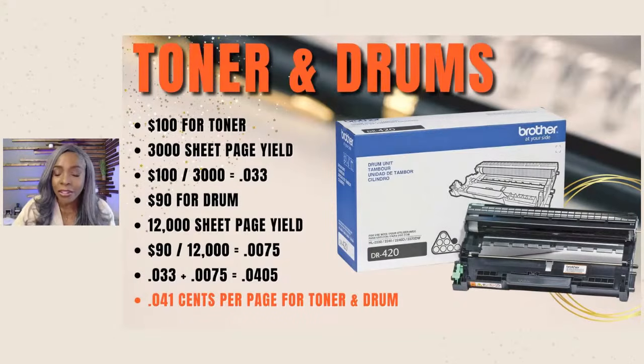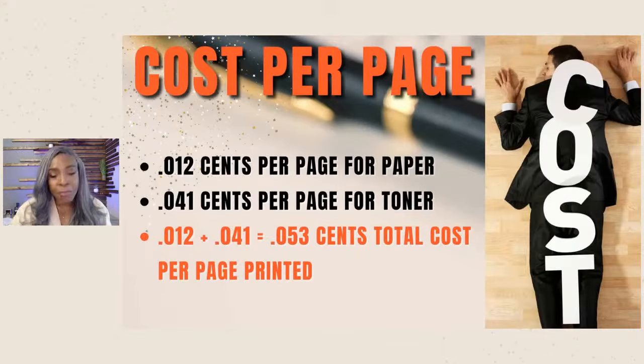So less than a nickel. And I know, again, you're like, Kendra, a nickel, that's not a lot. But hold on. These numbers add up, I promise you. So remember, our paper cost us 0.012 cents per page, and our toner and drum costs us 0.041 cents per page. So when we add that together, that means it's going to cost us 0.053 cents total per page that we print.